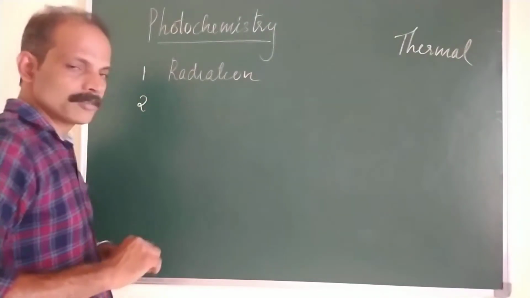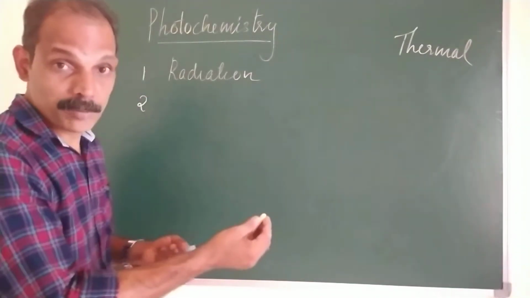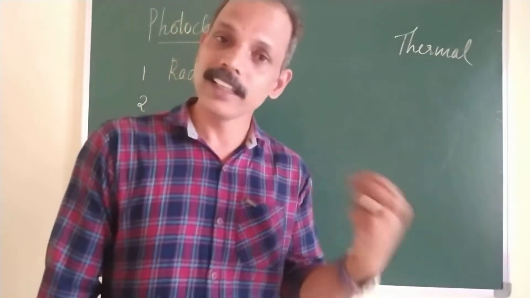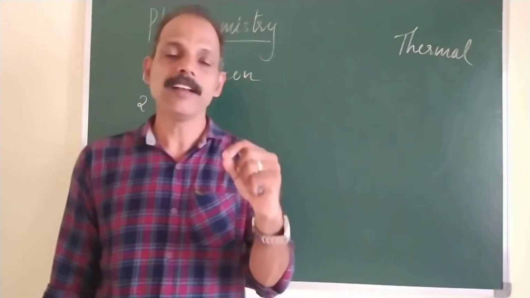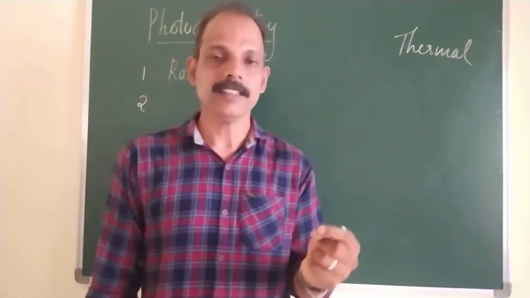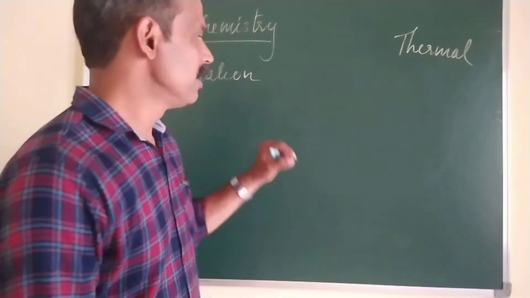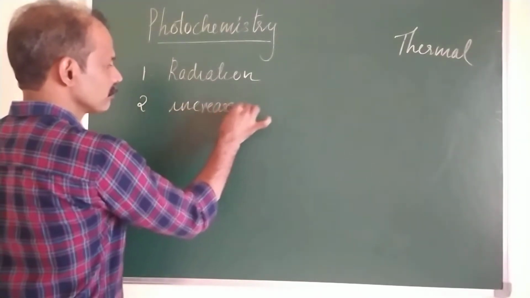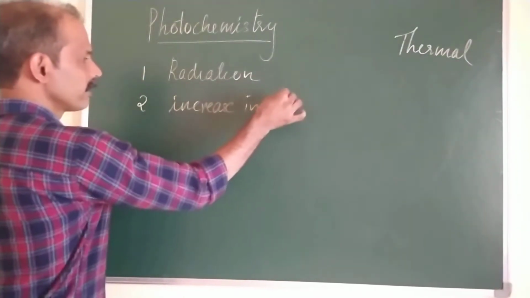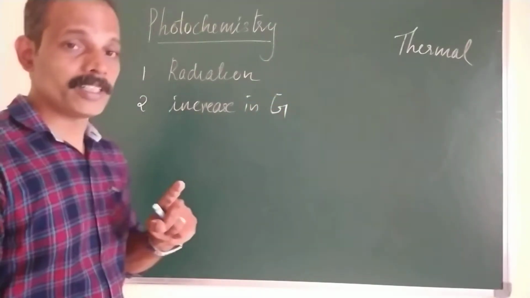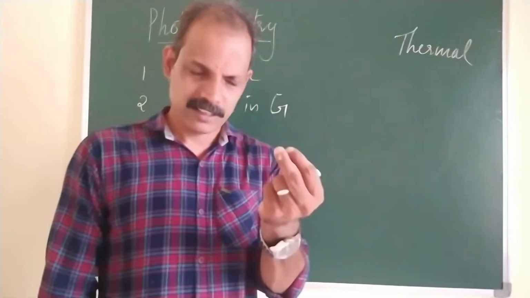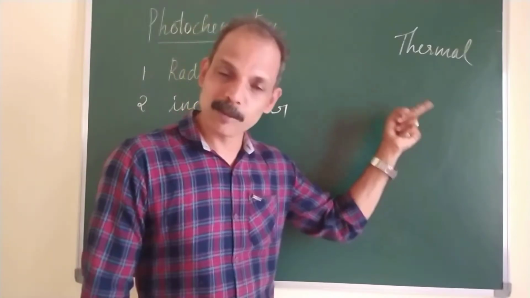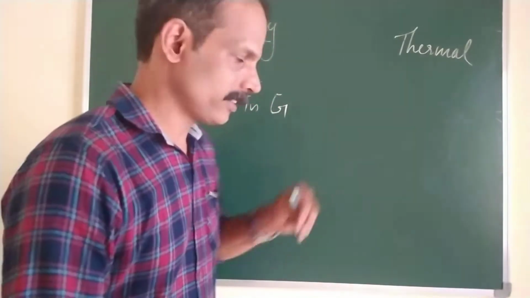The second difference: in some of the photochemical reactions, the free energy of the system will increase. Not in all cases, but in some of the photochemical reactions, free energy will increase. Increase in G. Remember, not in all photochemical reactions. But in thermal reactions, normally free energy decreases.